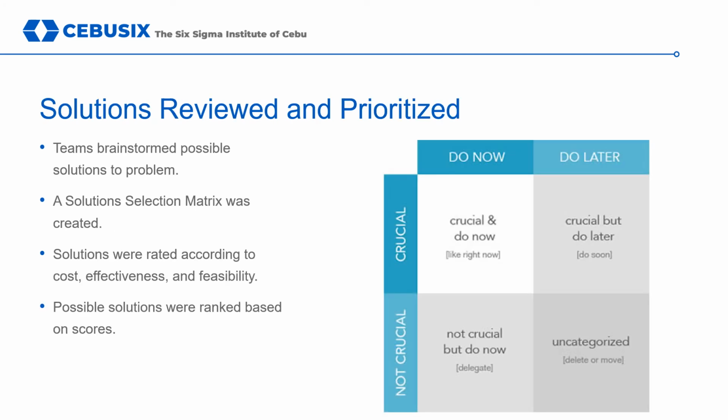Teams brainstormed possible solutions to the problem and created a solution selection matrix for each of the causes identified in the define phase. Each solution for each of the possible causes was then rated according to cost, effectiveness, and feasibility, and the best solutions were ranked based on these scores.